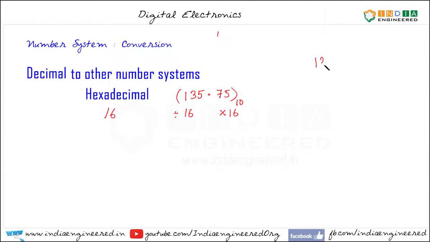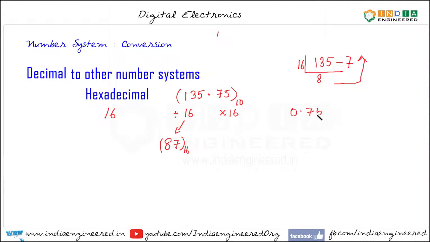So let's do it. 135 divided by 16 is 8 with remainder 7, and we do not need to do the division any further because 8 and 7 are valid symbols in the hexadecimal number system. So we have already found the answer for the whole number part, that is 87 to the base 16. Always remember, we will read from bottom up.